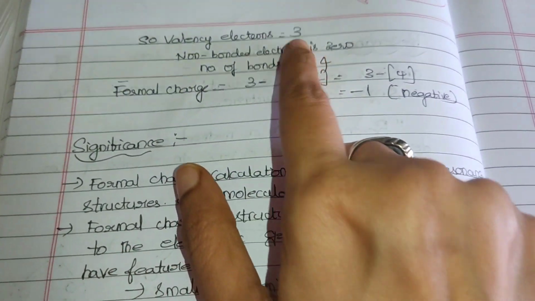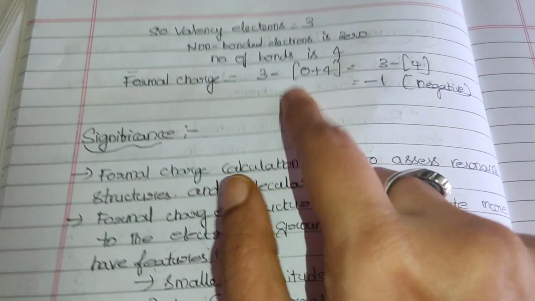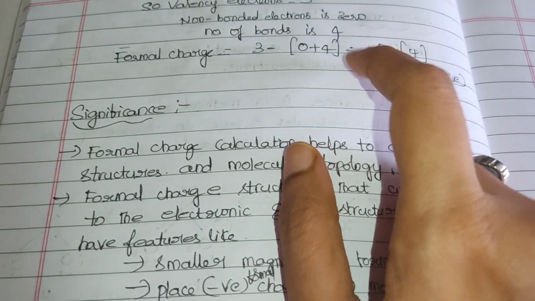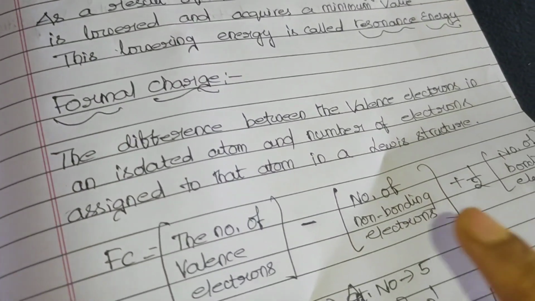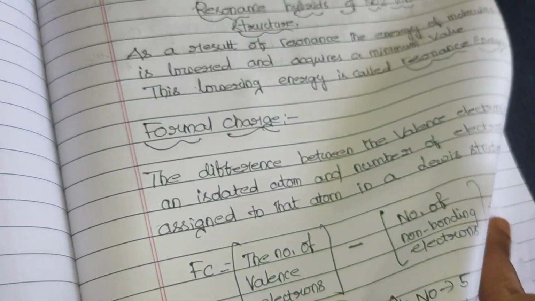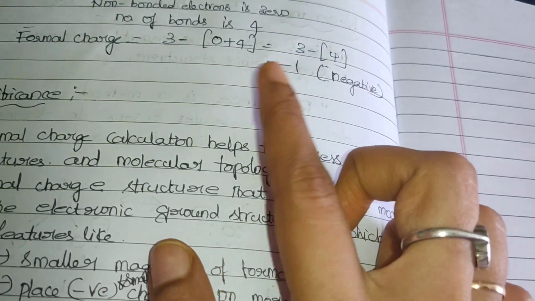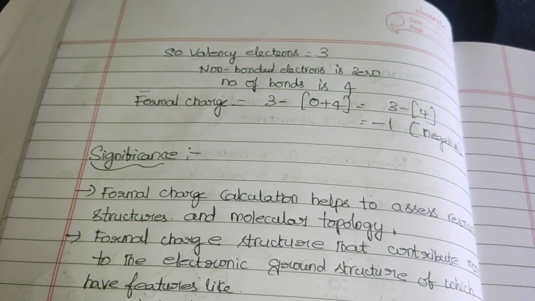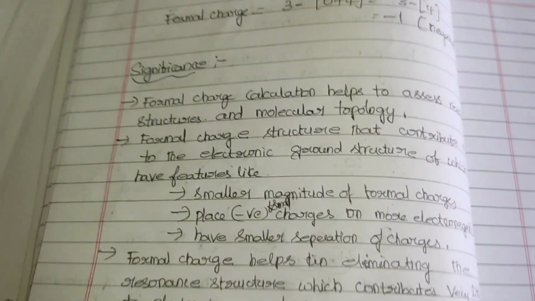So formal charge is equal to number of valency electrons 3 minus non-bonding electrons 0 plus half the number of bonding electrons. The number of bonds is 4, so we can take half of the number of bonding electrons, like that also we can say half into 8. So it is 4. So 3 minus 4, that is nothing but minus 1. So it is a negative formal charge. Then why do we have to calculate this formal charge? What is its significance? Let's see.